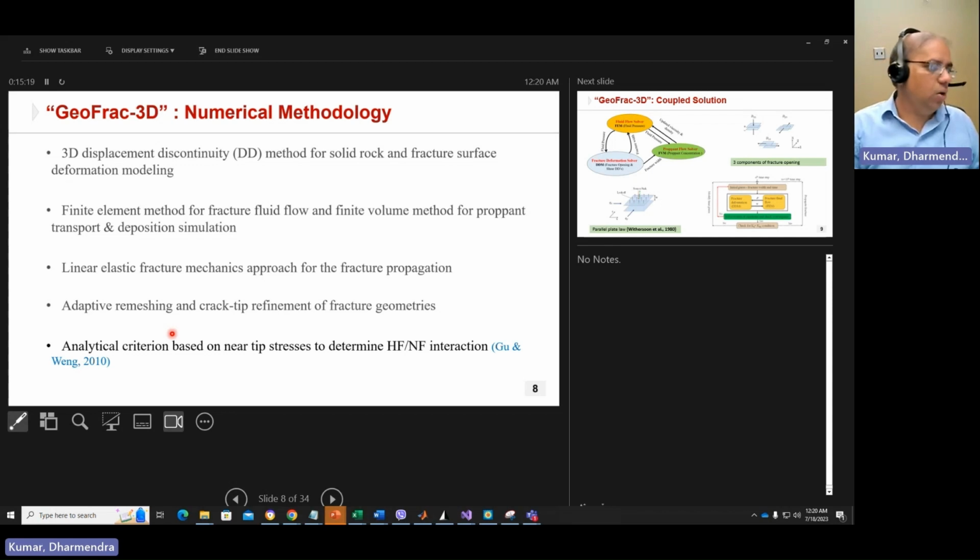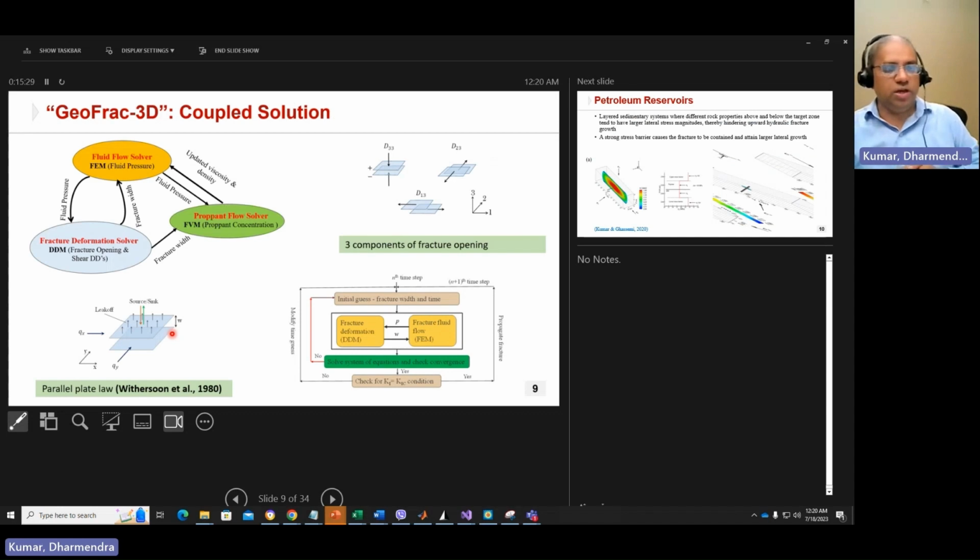And I will show when we have some interaction between hydraulic and natural fractures. There we need an additional criterion to determine when the hydraulic fracture is going to intersect a natural fracture, or when it is going to cross. So that's also included in the model. So let's say something about the coupled solution.